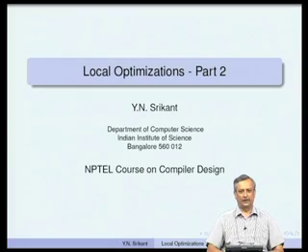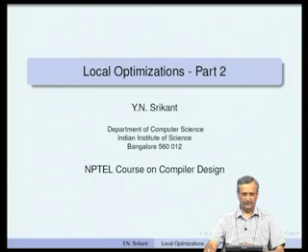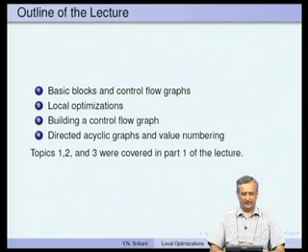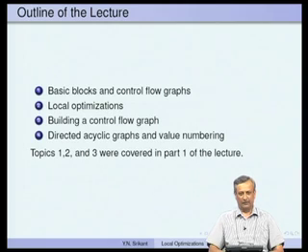Welcome to part 2 of the lecture on local optimizations. In the last lecture, we learnt about basic blocks, control flow graphs, a few of the optimizations as examples and how to build a flow graph. Today, we will continue in the same direction, learn what directed acyclic graphs are and understand value numbering.